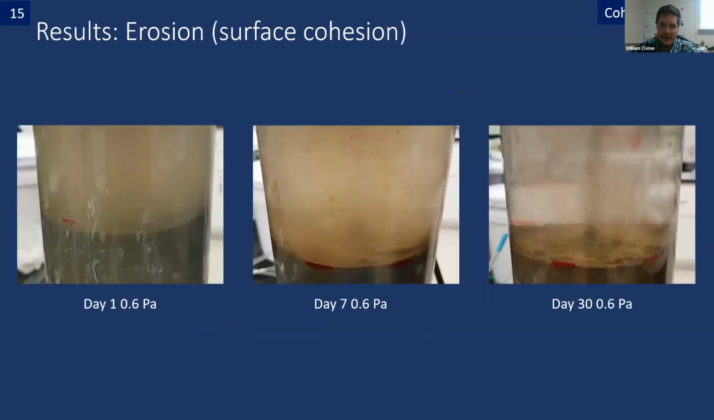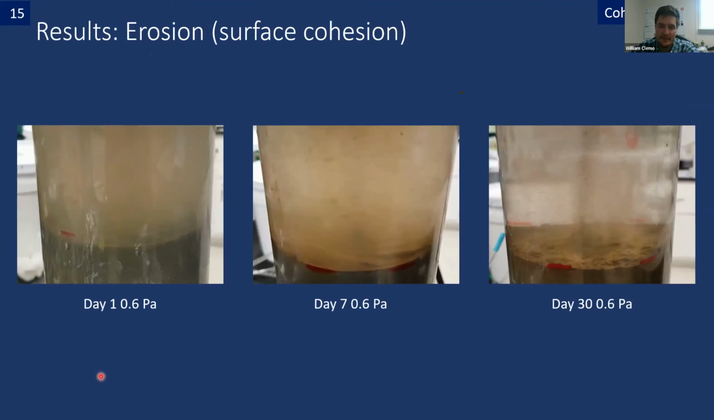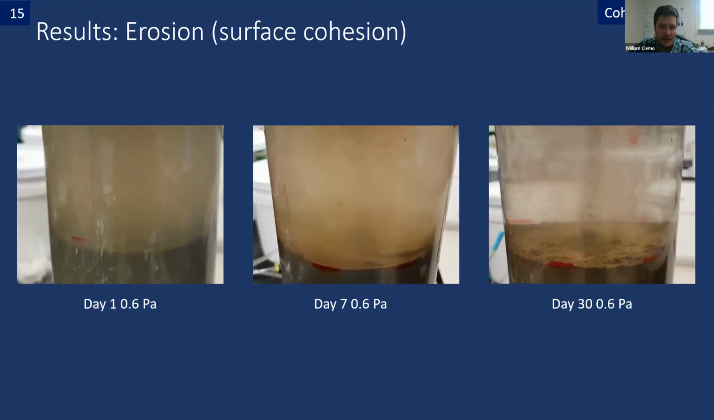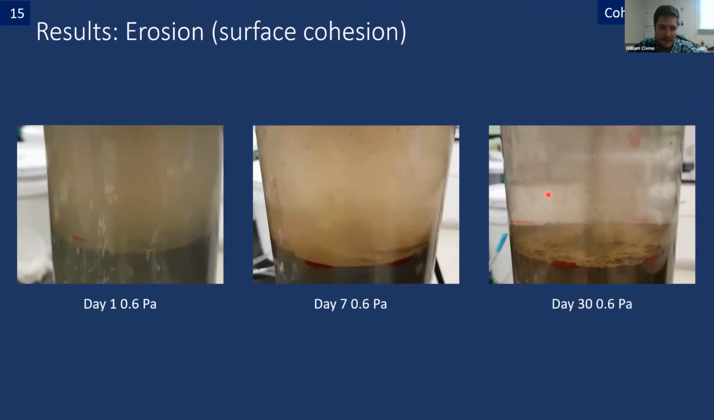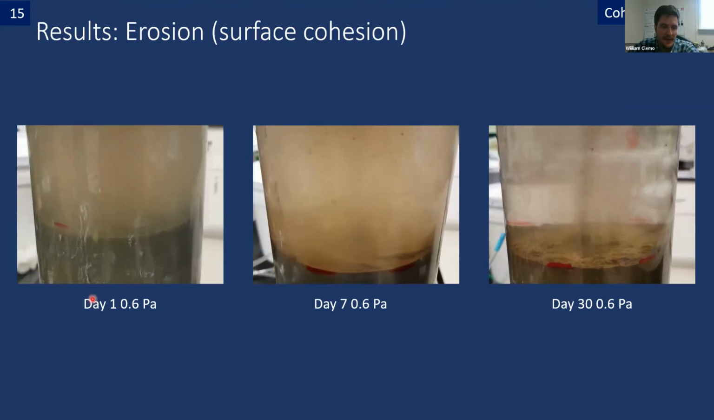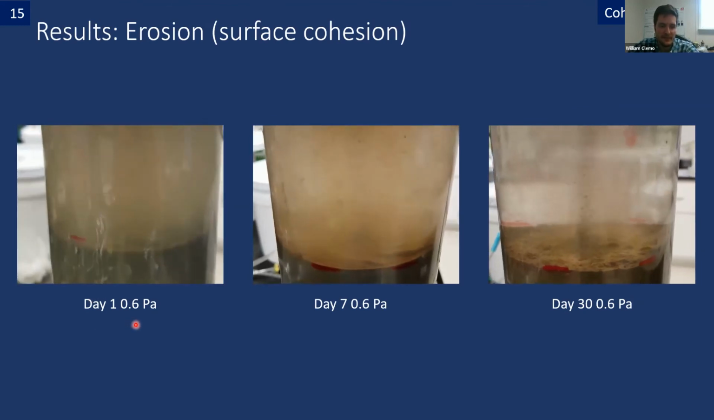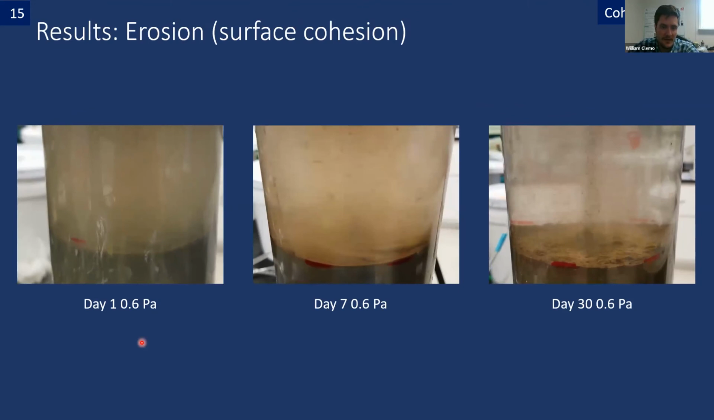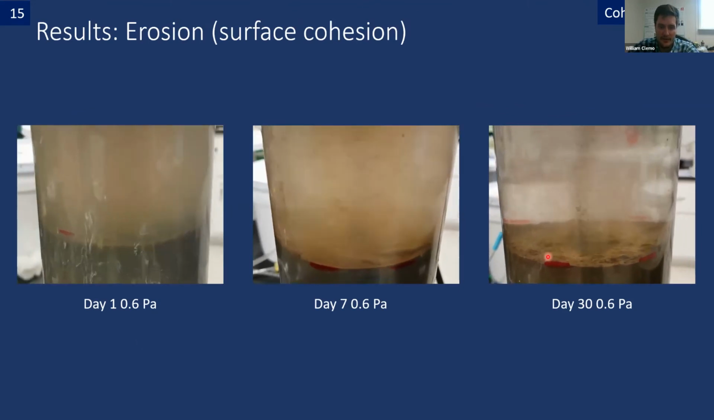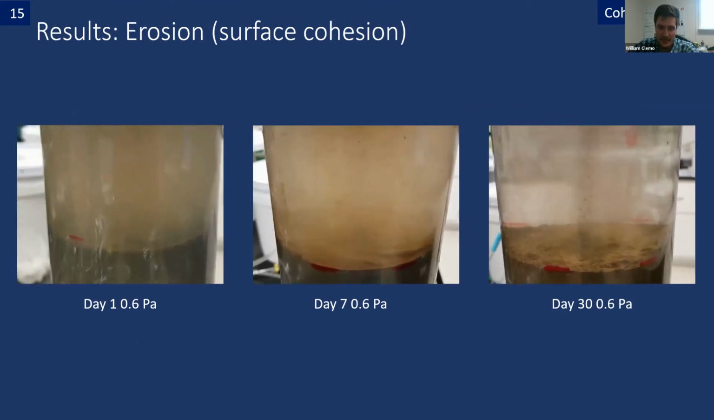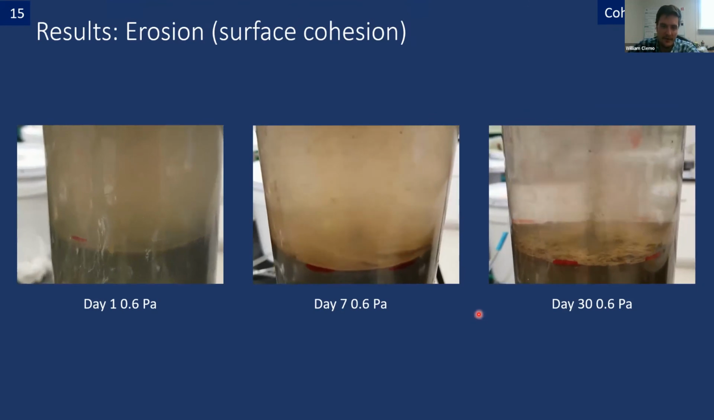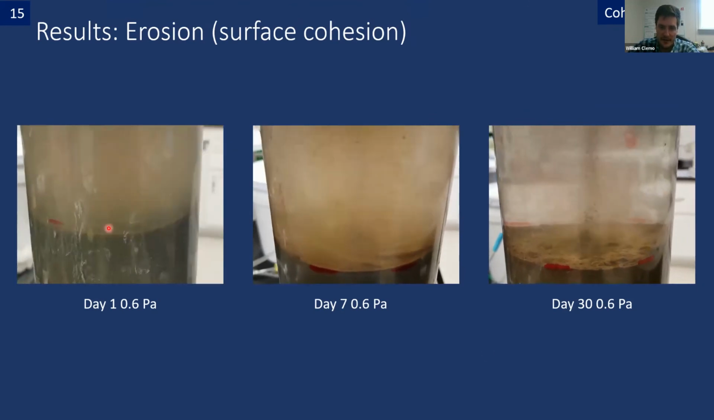So if we first look at erosion qualitatively, we can see that overall erosion appears to go down over time. This video on the left is a day 1 core at 0.6 pascals, which is the highest shear level we tested. And we have a core at day 7 and a core at day 30 at the same shear stress level. And overall, we just see that the water gets clearer as time goes on.